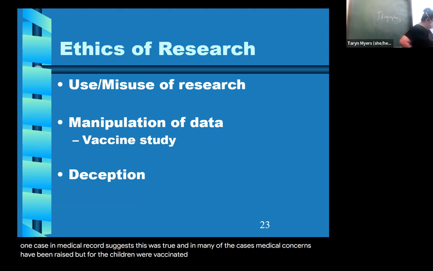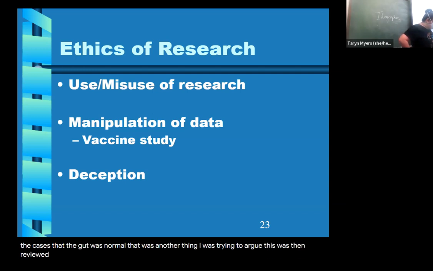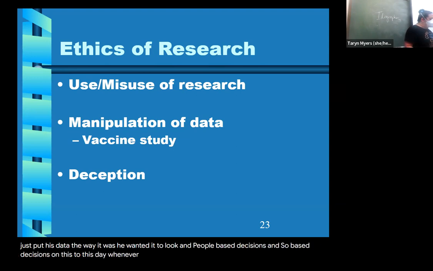Hospital pathologists looking for inflammatory bowel disease reported in the majority of the cases that the gut was normal. That was another thing he was trying to argue. This was then reviewed, and the paper that was published was shown as abnormal. So he just made stuff up. He just put his data the way he wanted it to look. And people base decisions, and still base decisions, on this to this day. Whenever someone who is ethical has tried to study this, there is no relationship between autism and vaccines.